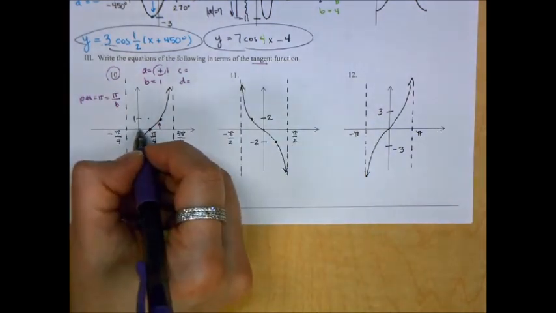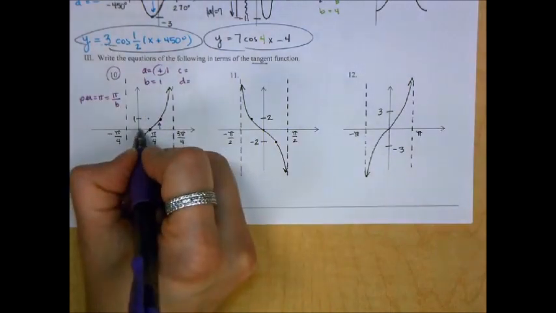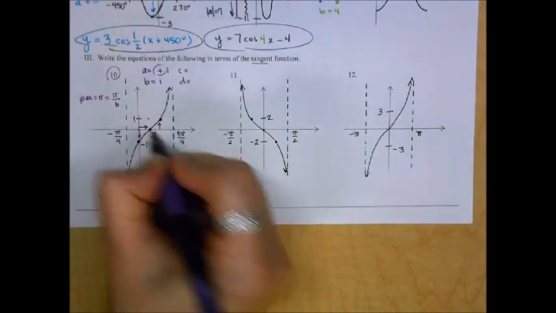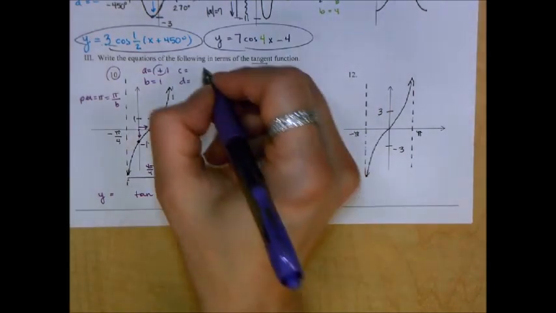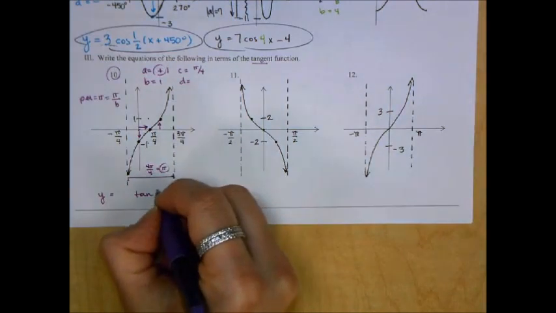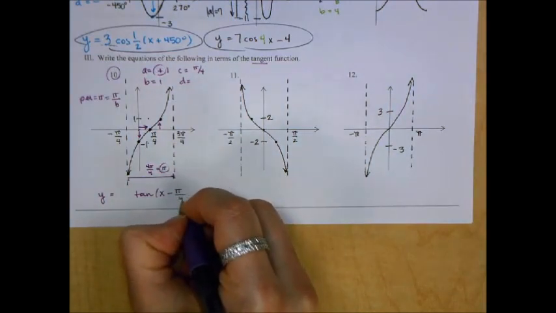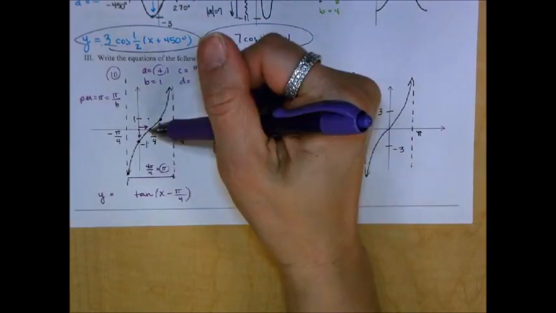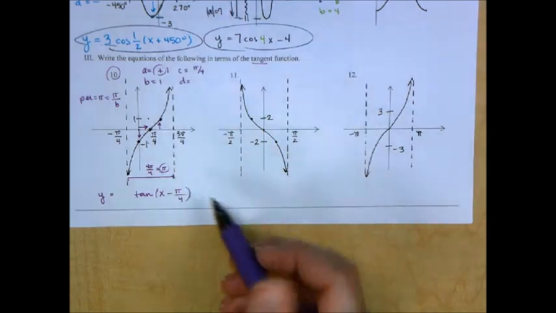Now, the translations: this middle point of tangent always starts on the origin unless it undergoes a translation. So we can see that all that's happening here is a translation right pi over 4. So C is going to the right pi over 4. So we have parentheses here, x minus pi over 4. And because that point is still on the x-axis, it's not been moved up or down, there's no value of d to change here. So this is all we'll have.